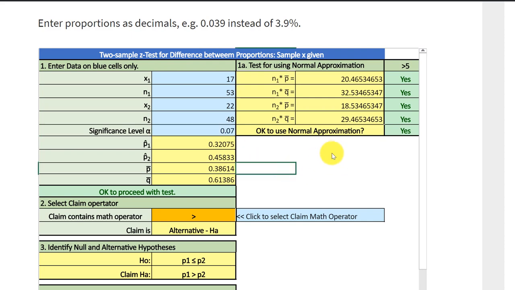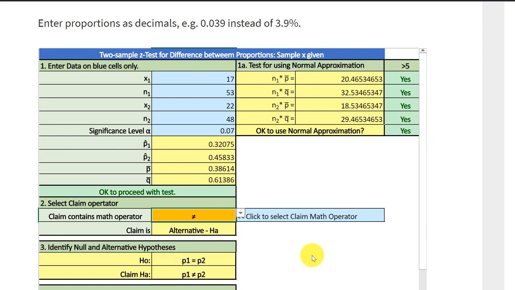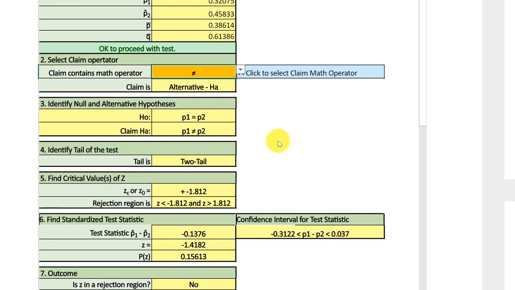Now we scroll down here. You can see that this calculator checks to make sure that we can use a normal approximation, which is appropriate because we need to check that in actuality. And as we drop down, we need to select the claim operator. We just click the drop down button, and in this case, the claim was not equal. So that tells us that the claim is the alternative. And it shows that the null is P1 equal P2. Claim is P1 not equal P2. We have a two-tailed test.